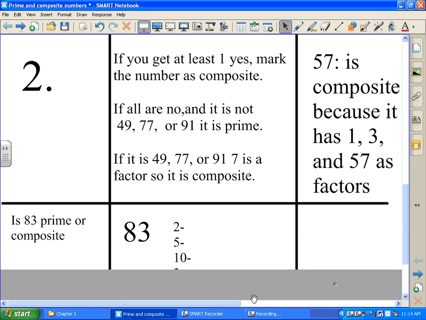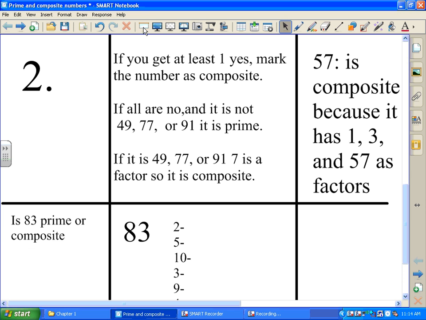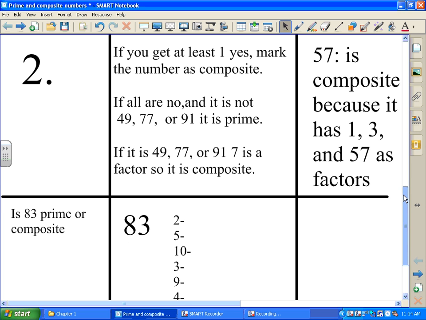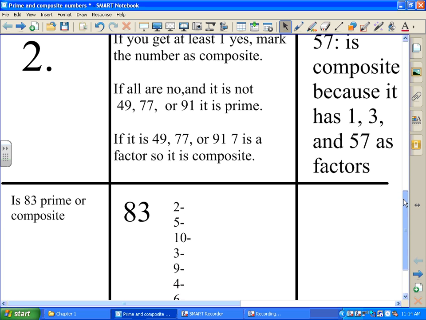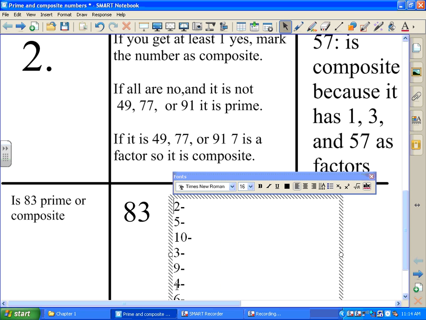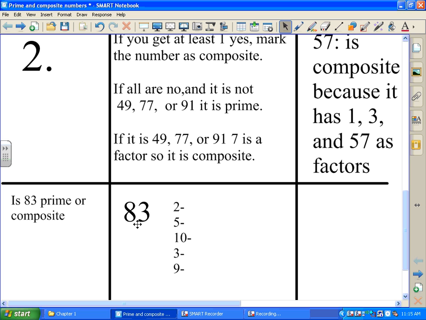Okay, so I want you to write this down: is 83 prime or composite? We're going to work on that problem together. So I want you to write the number 83 in the second column. I want you to write 2, 5, 10. I want you to write 3 and 9. Remember, I grouped them together because they follow similar rules. 2, 5, and 10, I'm looking at the ones digit. 3 and 9, I'm looking at the sum of its digits divided by 3, or divided by 9.